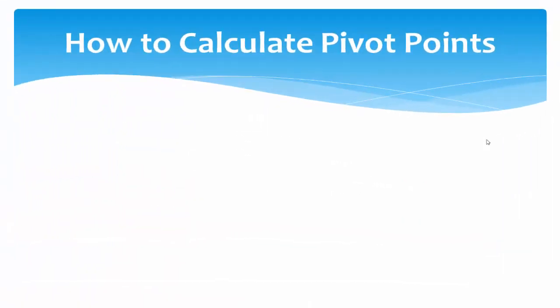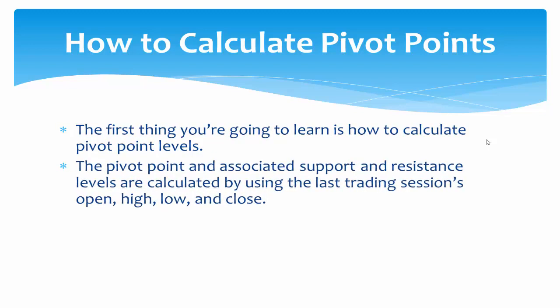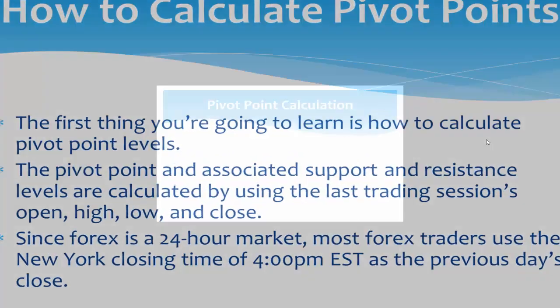How to actually calculate pivot points? The first thing you are going to learn is how to calculate pivot point levels. The pivot point and associated support and resistance levels are calculated by using the last trading session's open, high, low and close. Since Forex is a 24 hour market, most Forex traders use the New York closing time of 4 p.m. Standard Time as the previous day's close.